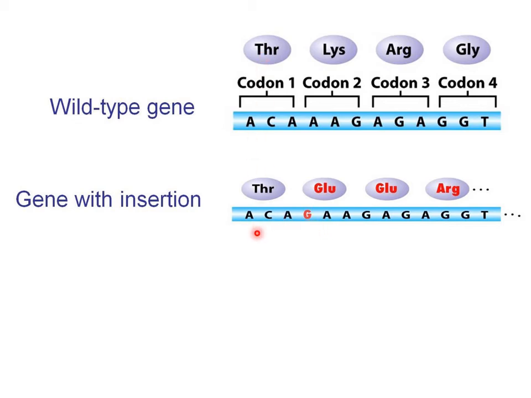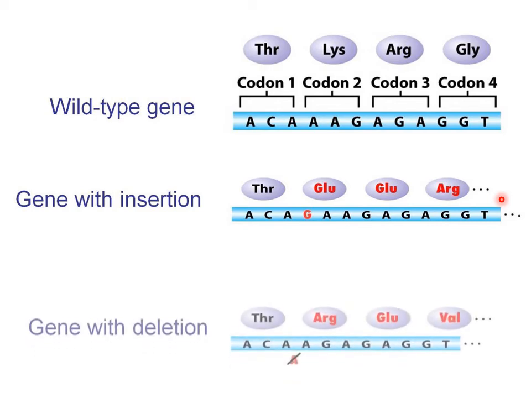So the first codon ACA is read as it is. So it is threonine. Now instead of AAG, it is taking GAA, which codes for a different amino acid. And downstream, the entire reading frame changes. So this results in a protein which is totally different from this particular protein. So this is the frame shift mutation, which occurs because of an insertion of a single base.